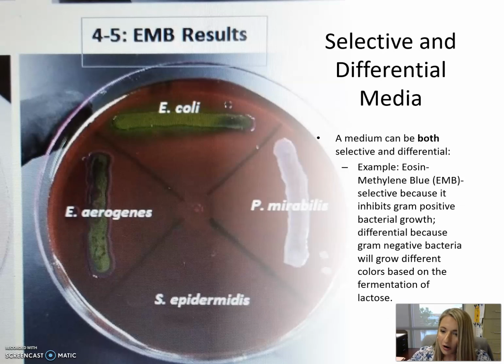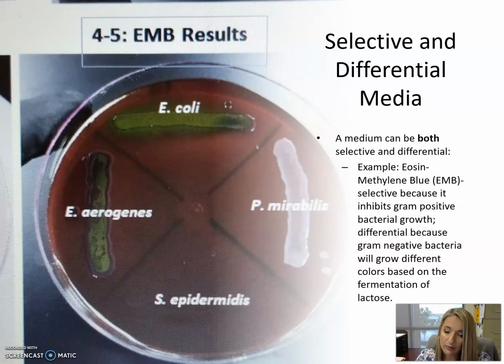Now, it's not always straightforward. Not all plates are just selective or just differential. There are often many plates, and even ones we use in our class, that are both selective and differential at the same time. And what that means is they only allow certain types of bacteria to grow. That's a selective property. But the ones that grow will grow different colors based on how they interact with the media.